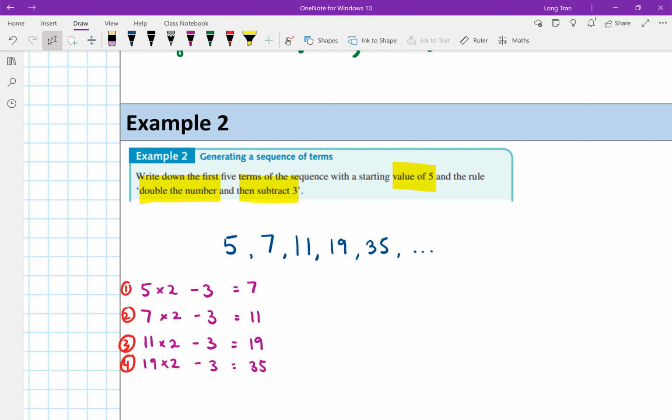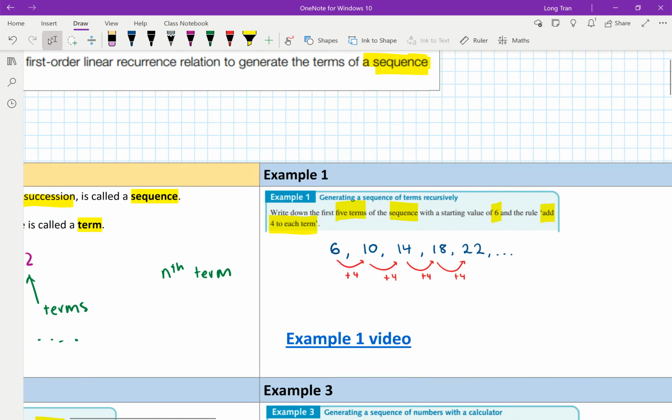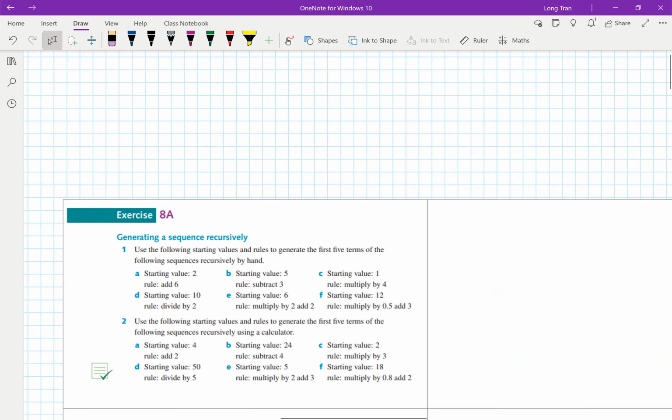So the first rule was just addition, or it could be subtraction. And then in the second one, they did a combination now, right? But the numbers that you write down are called terms. And then together, that's called a sequence. And that's exercise 8A. Okay, there's only 2 questions in 8A. So if I zoom out for you, you can see that 8A, that's all you're doing.